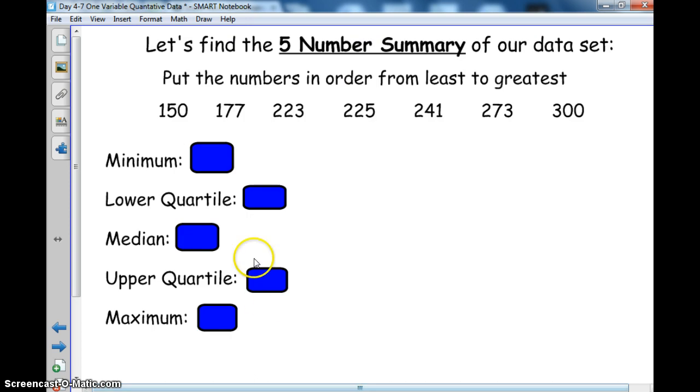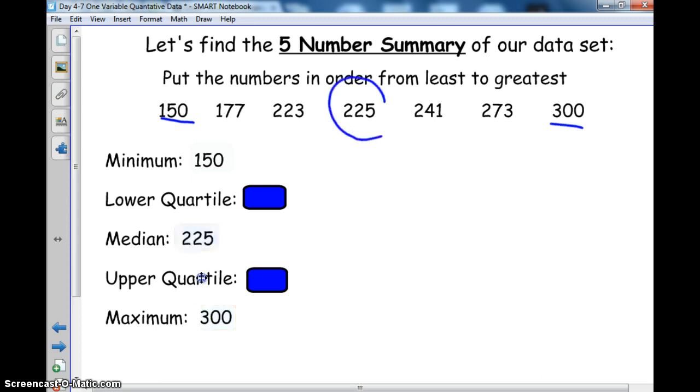So let's try to find the minimum of this. We've already found that using the range, so that was 150. Now let's look at the maximum. The maximum is going to be 300. We found the median to be 225.